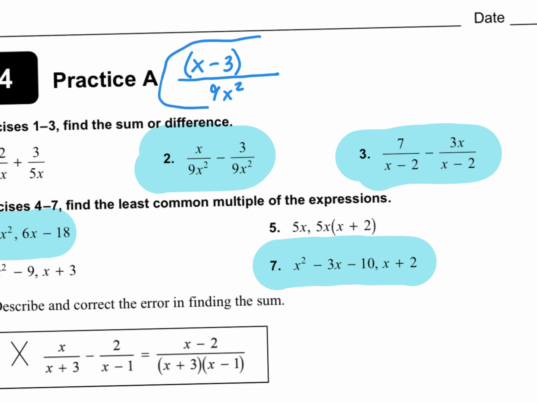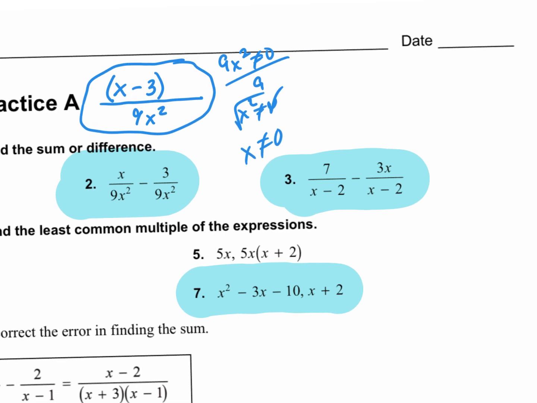If it asks you for domain restrictions, I don't know if it will or not, what can x not be? Right, because you would say 9x squared cannot be 0, divide both sides by 9, x squared cannot be 0, take the square root, x cannot be 0. If they ask for the domain, guys, make sure you set the denominator not equal to 0.